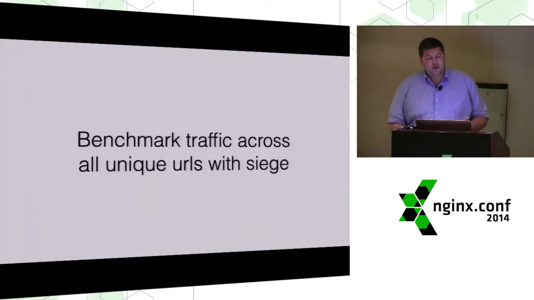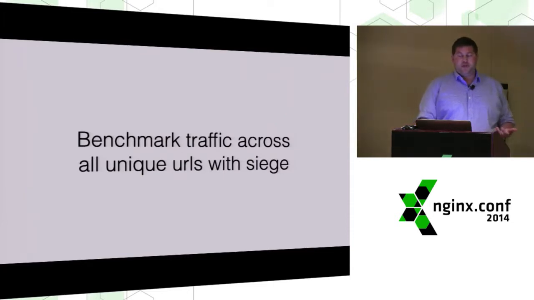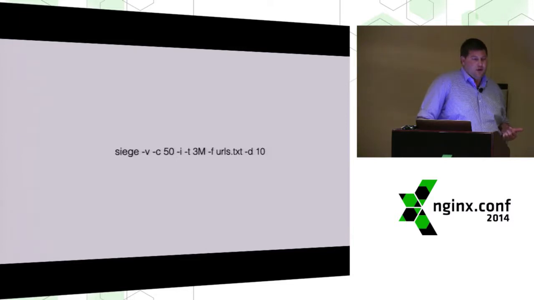Here we can benchmark the traffic across all unique URLs with Siege. What this is going to do is take the list of URLs that we had earlier, and we're going to run Siege with a level of 50 concurrent users for 3 minutes, passing in that list of URLs. All that's going to do is load test each URL. But that's not really that useful, because it's just running what we did earlier across each URL. But it'll give you a rough idea of the performance of the application.